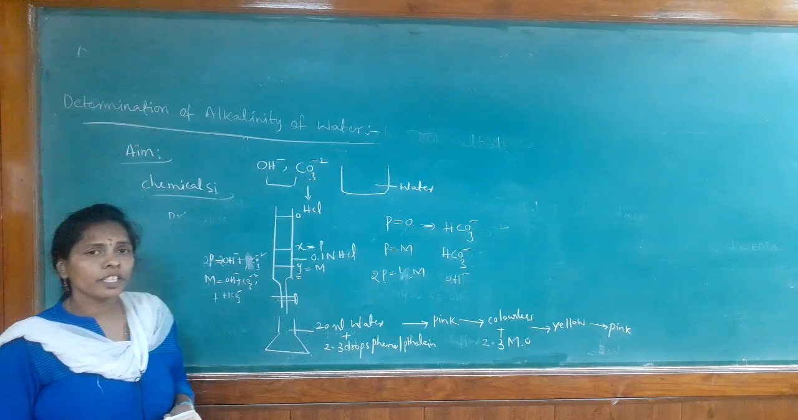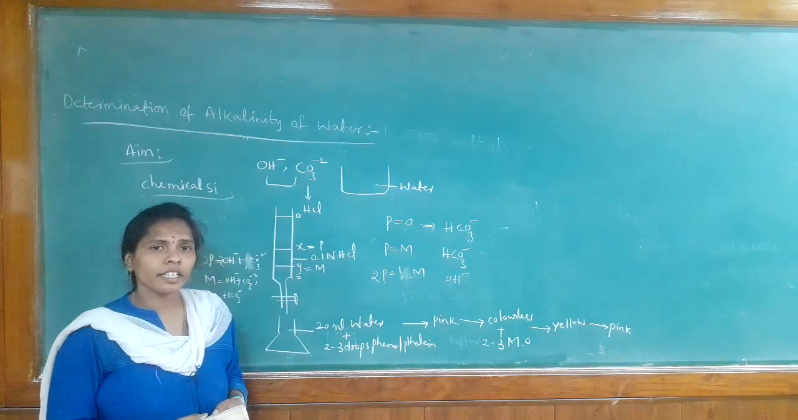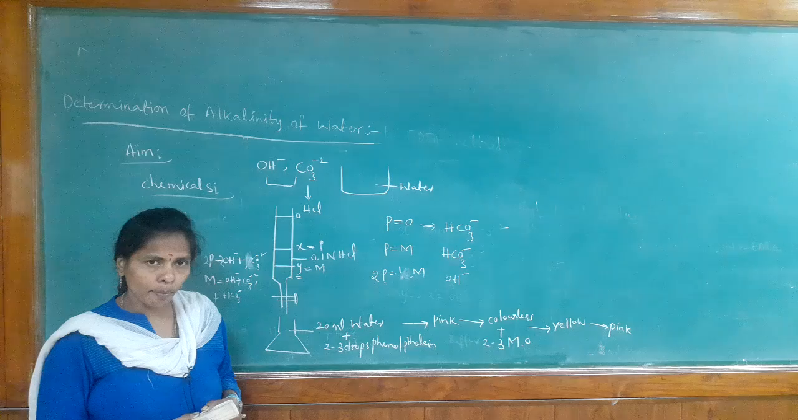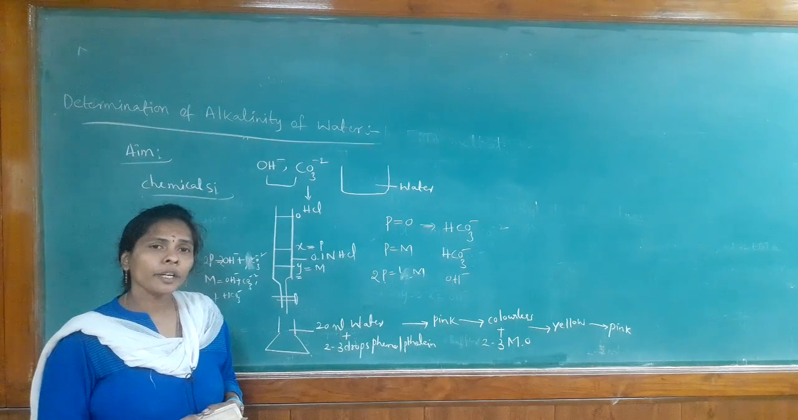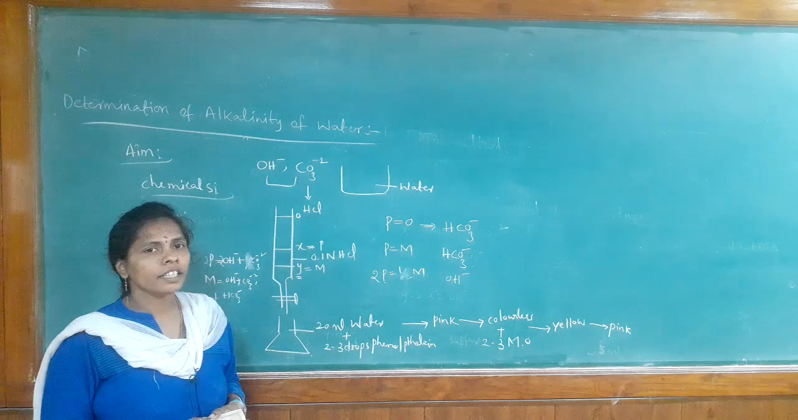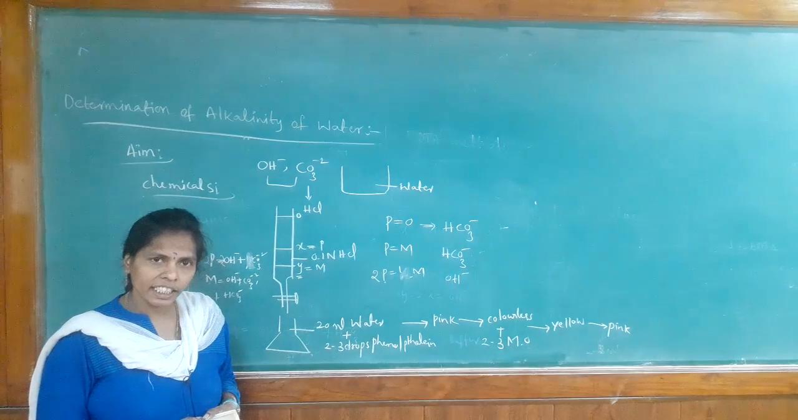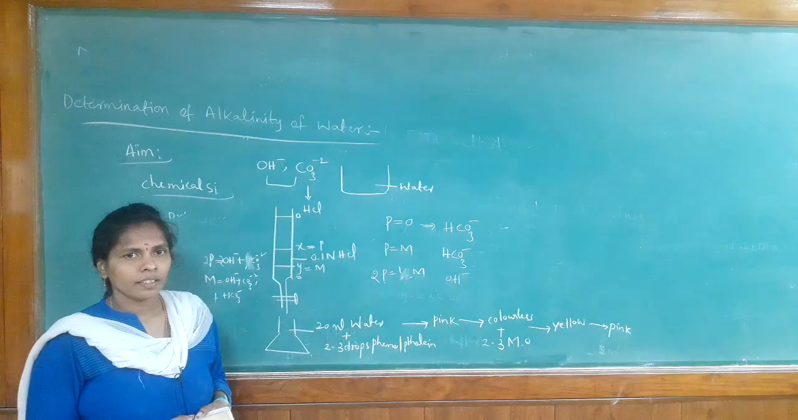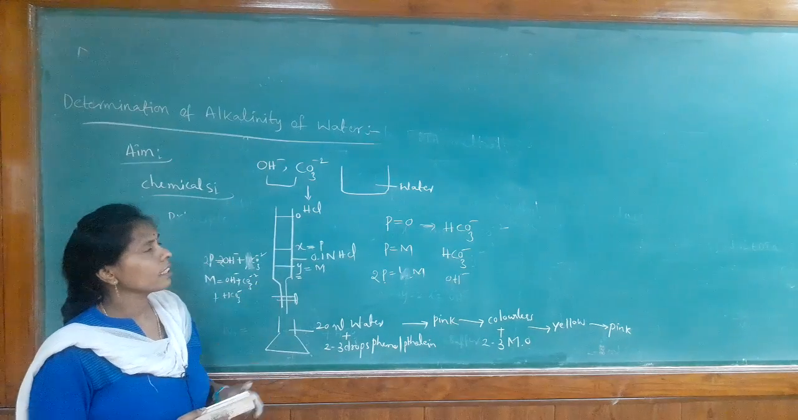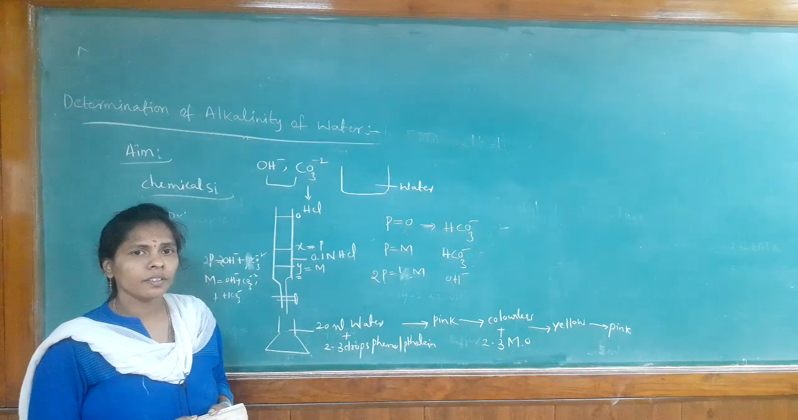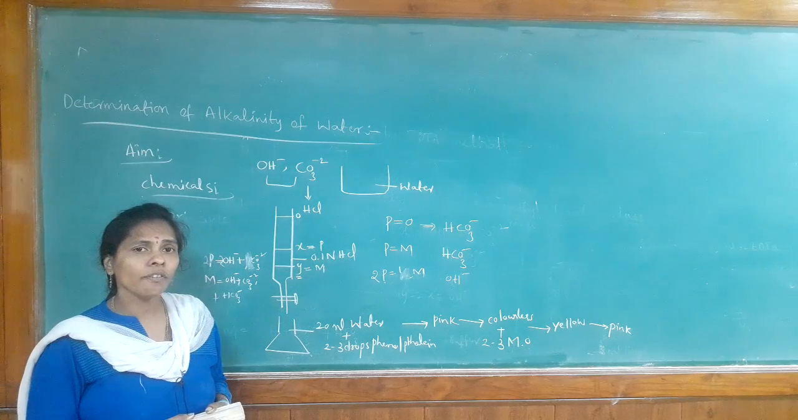What is the aim of the experiment? The aim of the experiment is finding OH minus and carbonate alkalinity separately, or carbonate and bicarbonate alkalinity separately, by using phenolphthalein and methyl orange and by titrating with 0.1 normal hydrochloric acid. So this is the alkalinity of the water sample, or alkalinity of hard water sample.